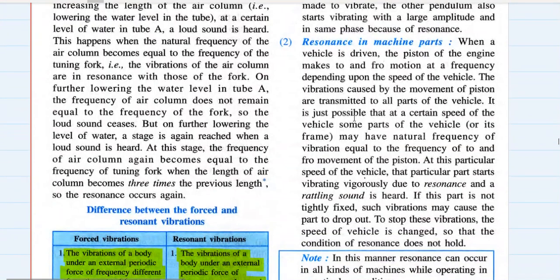Resonance in machine parts, this is very interesting. When a vehicle is driven, the piston of the engine makes to and fro motion at a frequency depending upon the speed of the vehicle. The vibrations caused by the movement of the piston are transmitted to all the parts of the vehicle. It is just possible that at a certain speed of the vehicle, some parts of the vehicle or its frame may have their natural frequency of vibration equal to the frequency of to and fro movements of the piston of the engine. At this particular speed of the vehicle, that particular part starts vibrating vigorously due to resonance and a rattling sound is heard.